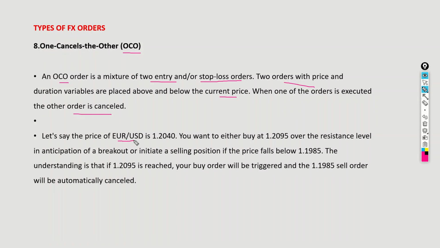Let's say the price of the euro dollar is at 20.40. You want to buy at 20.95 over the resistance level, maybe in anticipation of a breakout, or initiate a selling position if the price falls below 19.85. The understanding is that if 20.95 is reached, your buy order will be triggered, and then the 19.85 sell order will be automatically cancelled. That is what it means by one order cancels the other.